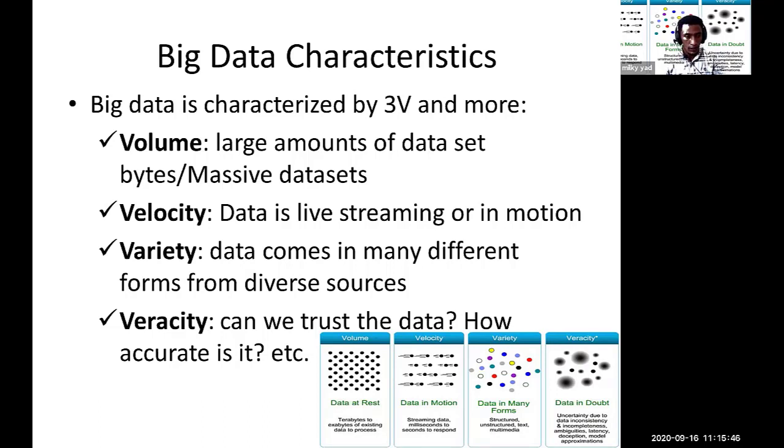The second one is velocity. Data is, for example, live streaming, like video chat and video discussion, even by considering the Zoom application or teleconference, and so on. And the third is variety: data comes in different formats and from different sources. And veracity can be considered trust and accuracy. These are the main properties related with big data. Volume, velocity, and variety are the main characteristics of big data.